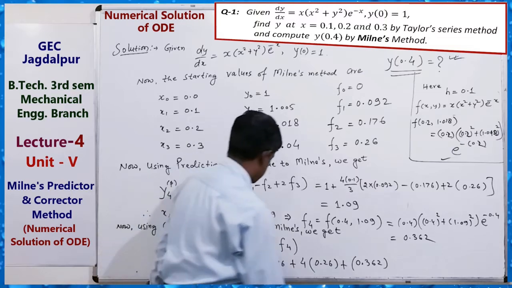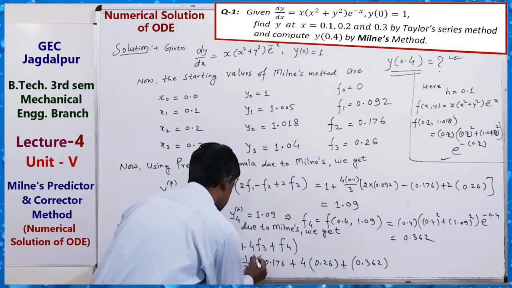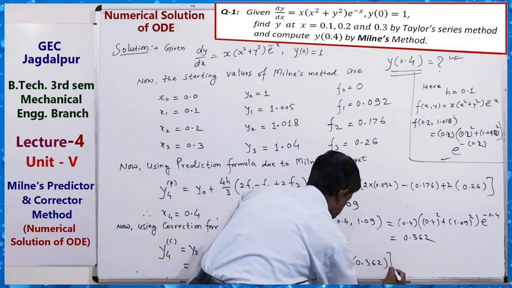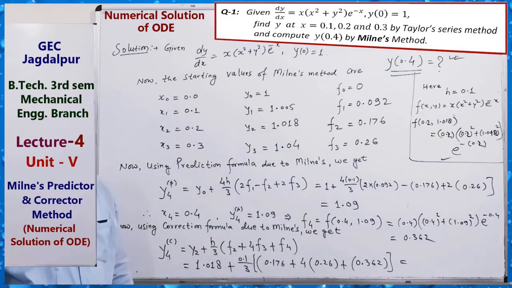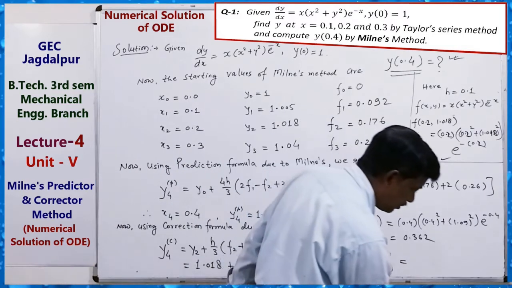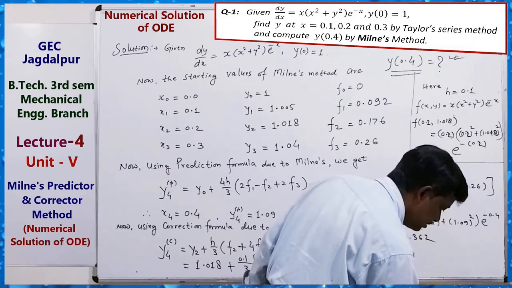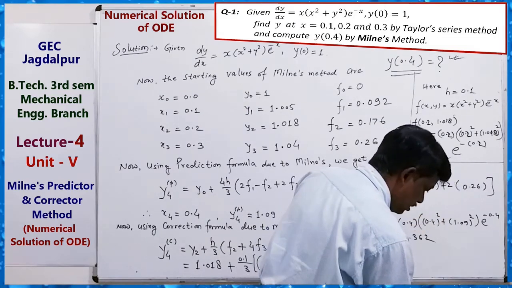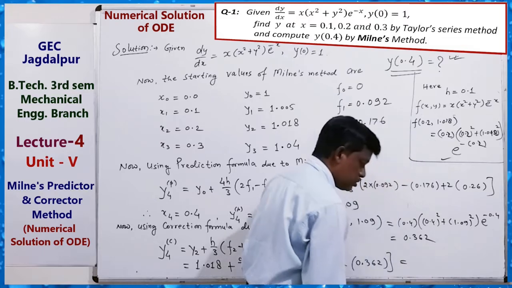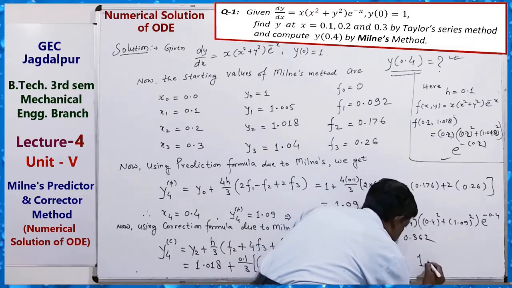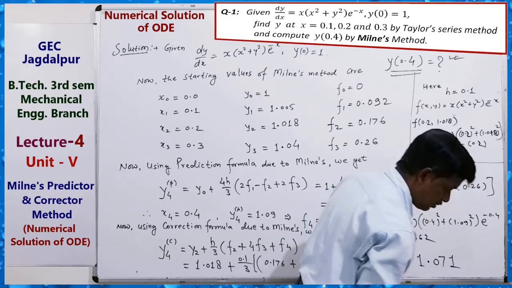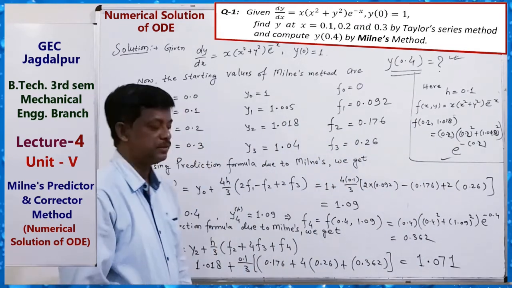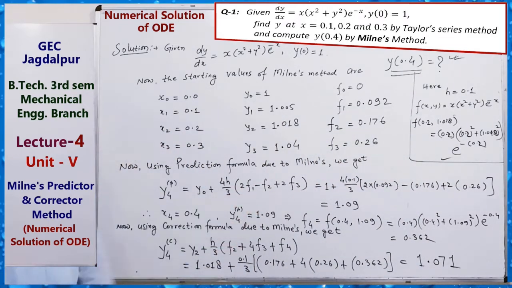Okay, and this can be solved. Just calculate it. You can get the value as 1.071. So this is the first correction value.